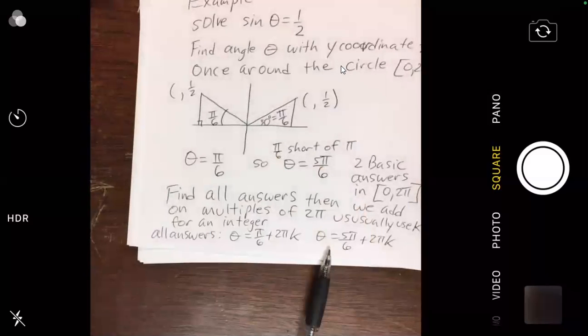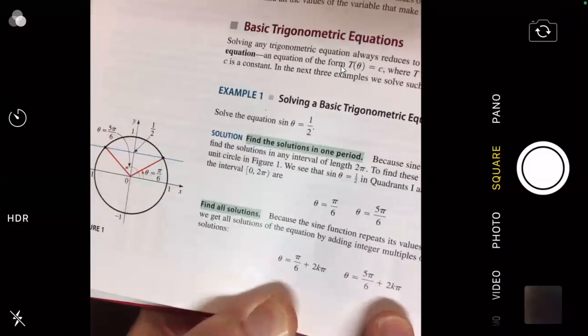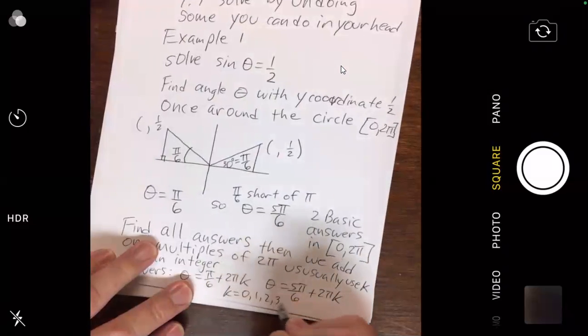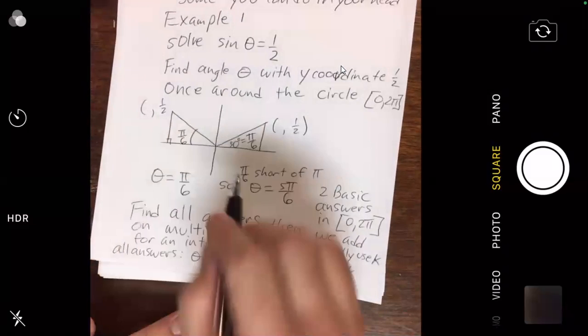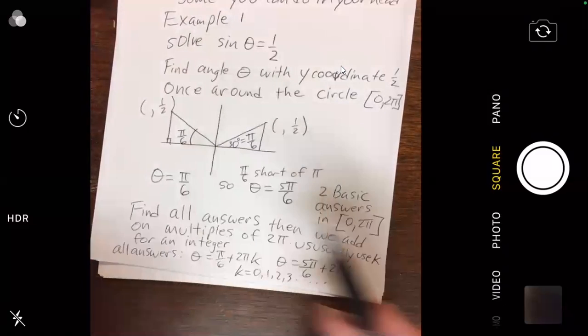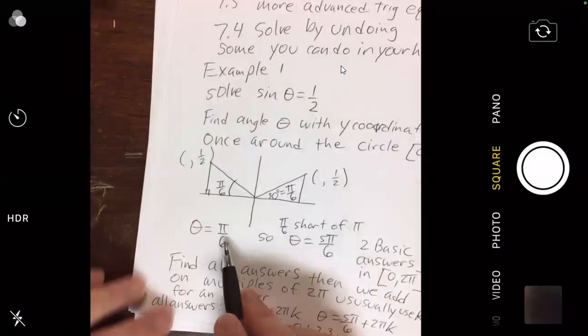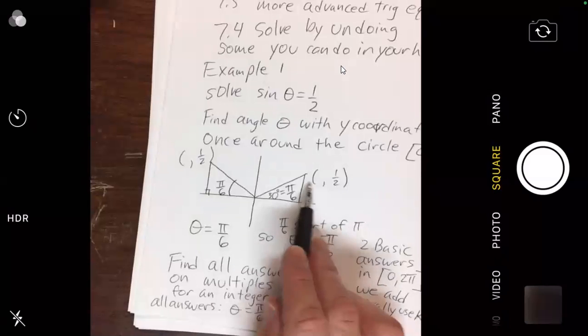Now, that is where the book gets this, but they write it 2k pi. I don't know why. I prefer 2 pi k. k is an integer. They're not telling you this, but k is 0, 1, 2, 3, and so on. So at every multiple of 2 pi, you come back to the same two spots and you have an answer. In effect, you have infinite answers. In other words, I could add 2 pi to pi over 6, that would be 13 pi over 6. And the sine of 13 pi over 6 would be a half, or 0.5.